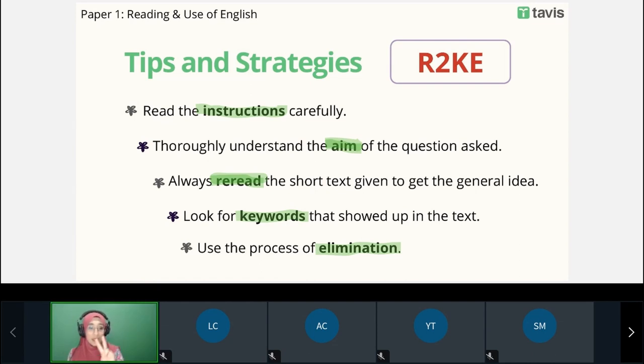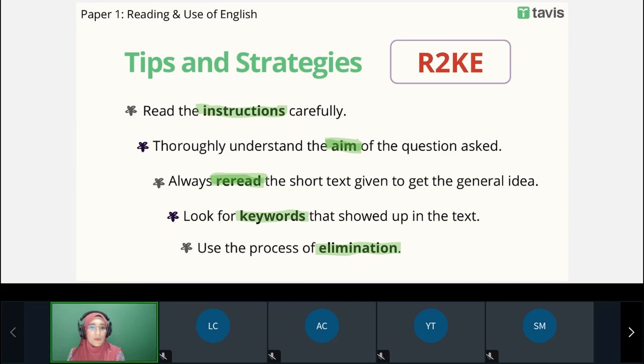It's either A, B, or C. So if you remove two wrong answers, then you will be left with a chance of maybe around 90% correct. So use the process of elimination. This is what R2KE stands for. Read twice, and then this keyword, and this is elimination or eliminate.